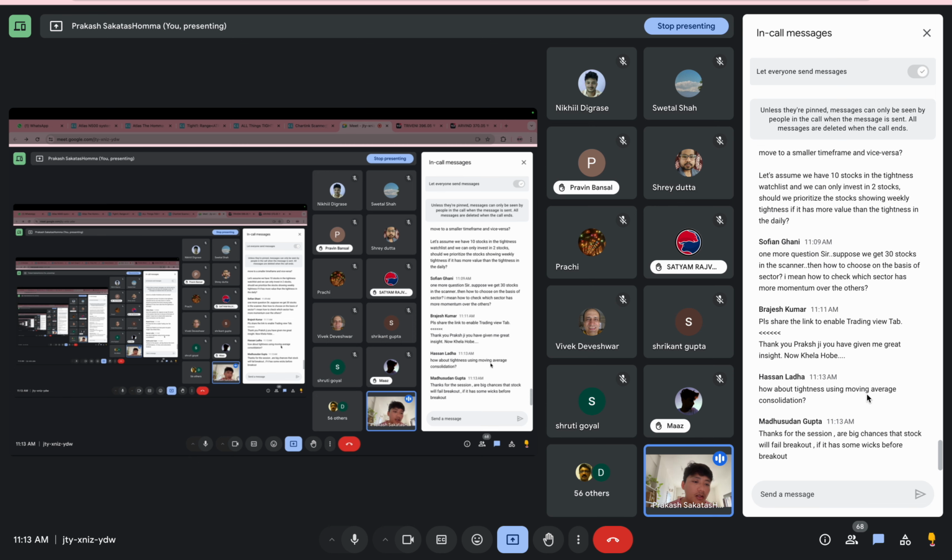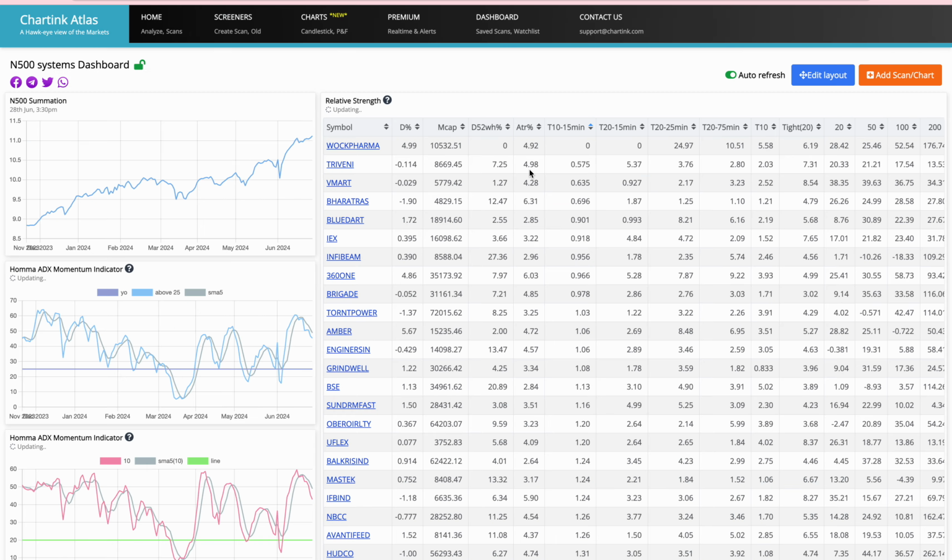How about tightness using moving average consolidation? This also works. For example, this is basically what they call a launchpad. And I have this in my system also. I'll show you this.